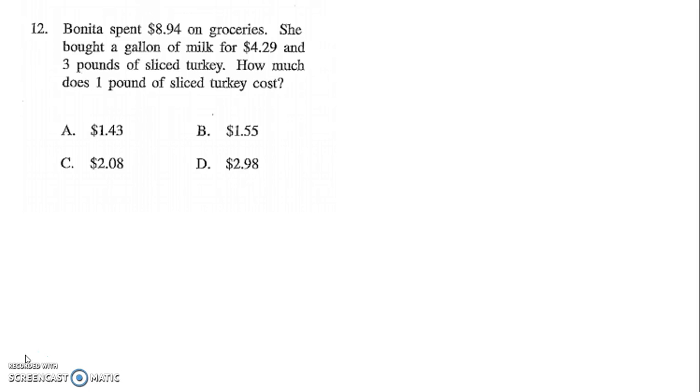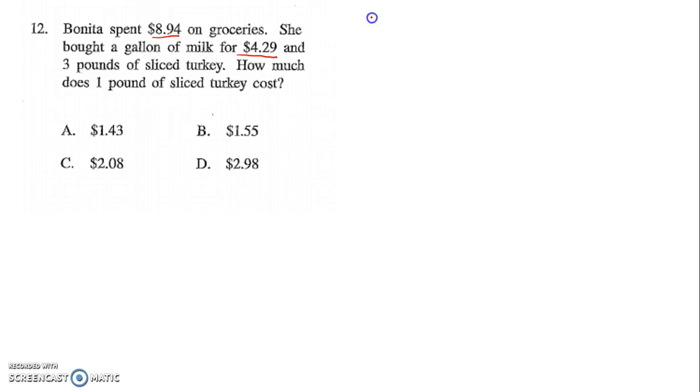Okay, I don't personally have a calculator here at home, so I'm going to work it out longhand. You can always use a calculator to support you. The total she spent on groceries was $8.94. Of that $8.94, she bought a gallon of milk for $4.29. And then she spent the rest of her money on turkey, on 3 pounds of turkey. They want to know the price for 1 pound.